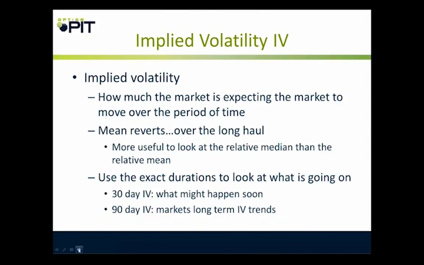All right, now let's talk about implied vol. Implied vol is how much the market is expecting something to move over a period of time. It has a mean reversion over the long haul. However, it's more useful to look at the median and the mode than the mean itself. And so you want to use exact durations to look at what's going on. 30-day IV is what might happen soon. 90-day IV is the longer-term vol trend.